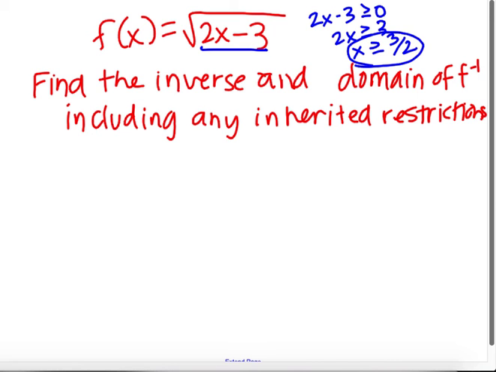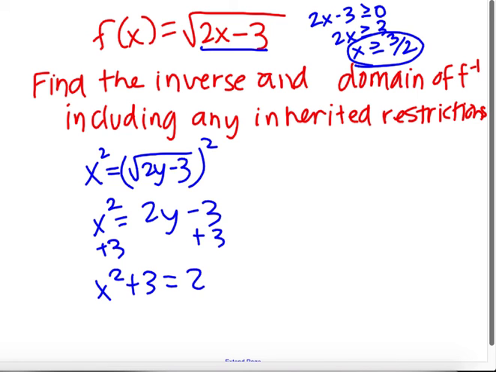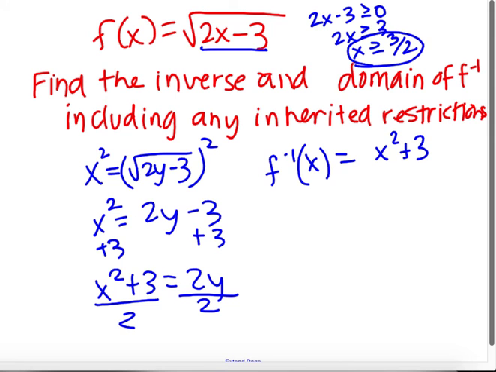So if I find the inverse, I'm going to go ahead and switch the x and y at the same time. So x would be equal to the square root of 2y minus 3. And that's already switched x's and y's, and I got to solve for y. So to get rid of the square root, you would square both sides, and that would give you x squared is equal to 2y minus 3. Then add 3 to both sides. So x squared plus 3 is equal to 2y, and then divide by 2. So our inverse function is x squared plus 3 over 2.